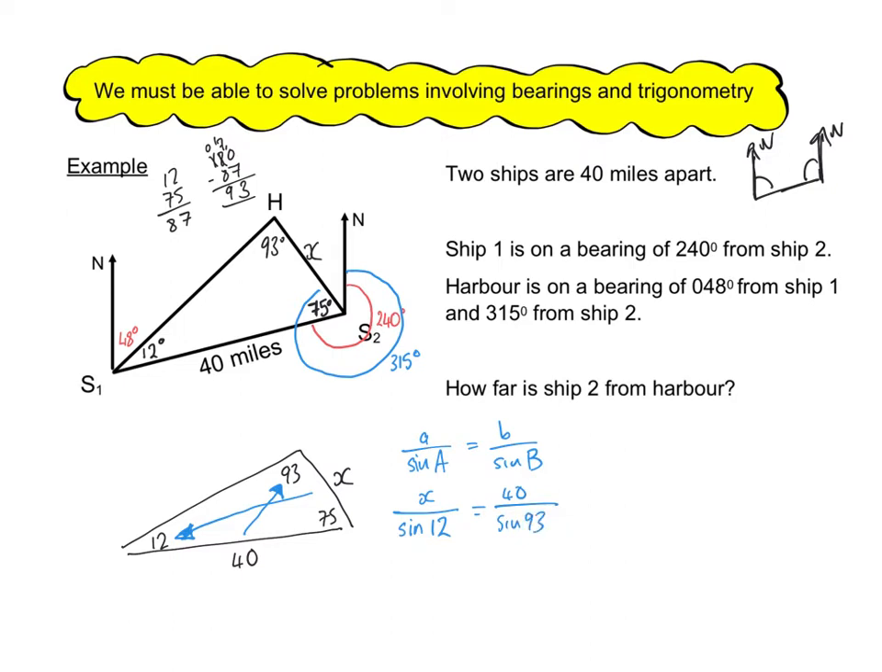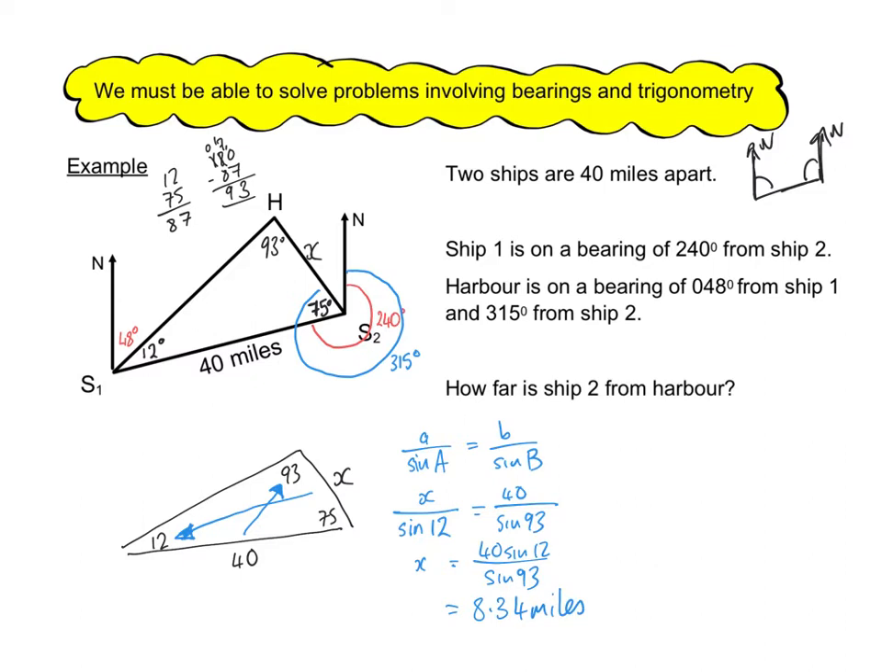Now, to get the x completely on its own, I'm going to multiply both sides by this sine 12. So x equals 40 sine 12 over sine 93, which I'm going to then type into a calculator, and I should end up with 8.34. And the answer here is in miles to match the unit of the question.